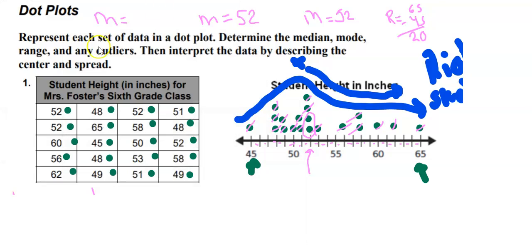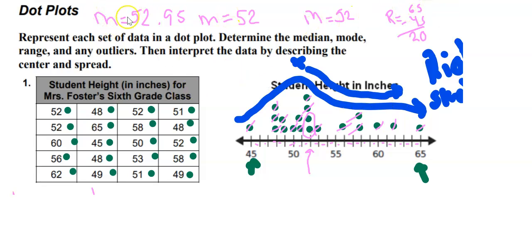So our mean is 52.95. Now remember that the mean and the median should be relatively close to each other as long as there are no extreme outliers. So 52.95 is relatively close to 52. So I'm pretty confident that our answers are probably correct.